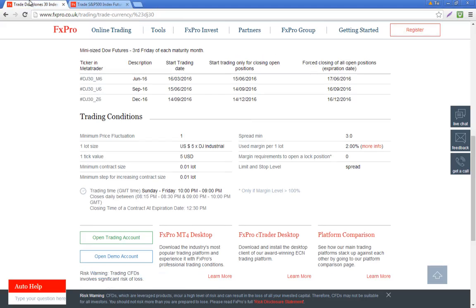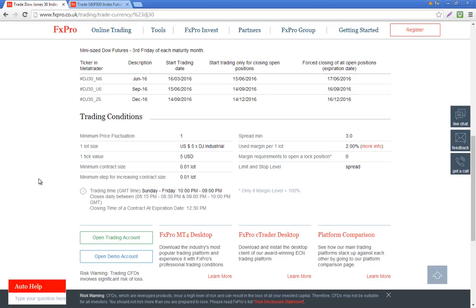Now, if we go to the Dow Jones, you can see that we are looking at the mini-size Dow Jones futures. Here is the contract description, and right here the minimum price fluctuation is $1. This means that on the Dow, one tick equals $1, and if price moves in your favor $1, or one tick, you will make $5. Okay, this is very important.